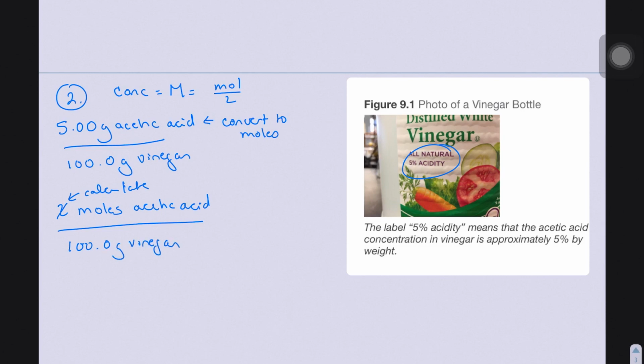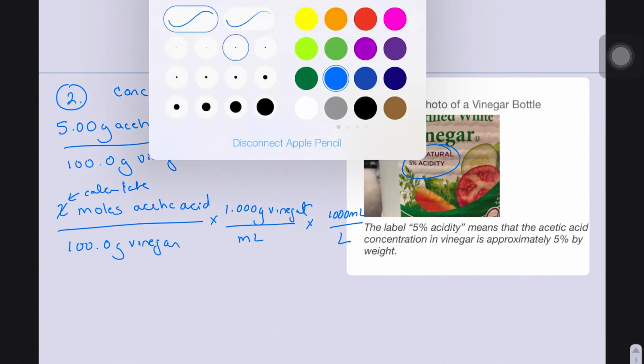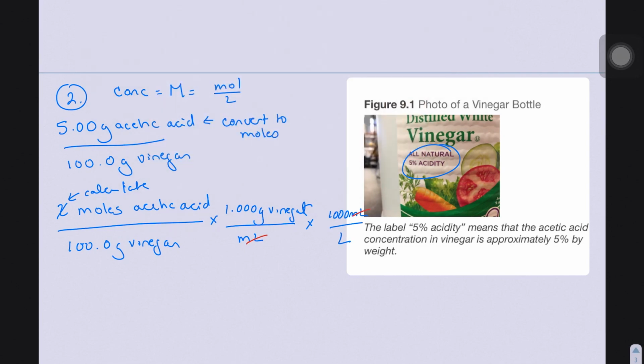So now we're in moles per gram. We need to get to moles per liter. So we gave you a density. We said it's 1.000 grams vinegar per milliliter. And then you need to convert milliliters to liters. So there's 1,000 mLs in a liter. And you can see that milliliters are canceling out, grams of vinegar are canceling out. So now I'll have moles of acetic acid per liter. Those will be my final units. So that is a concentration.